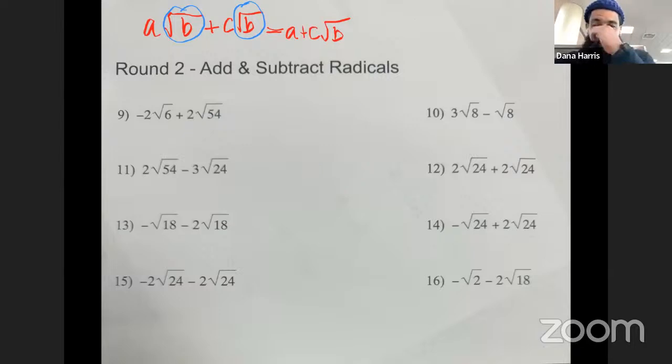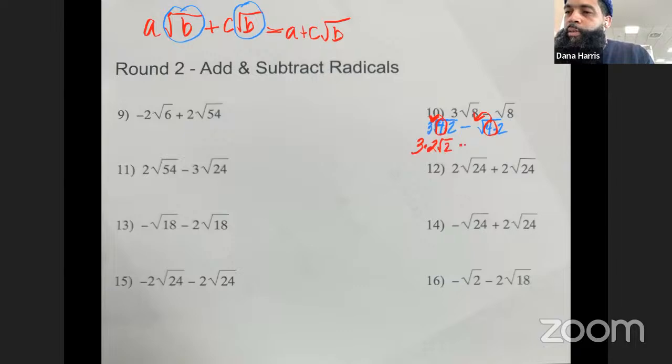All right. So when I look at number 10, I have 3 square root of 8. Oh, actually, let's do square root of 4 times 2. Okay. Minus square root of 4 times 2. Notice they both have a 4. Okay. So that 4 is a perfect square number here and here. So the square root of 4, we multiply it times the number outside. So I end up with 3 times 2 square root of 2 minus 2 square root of 2.